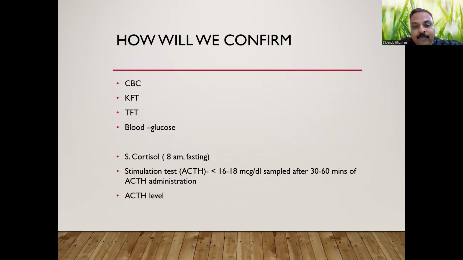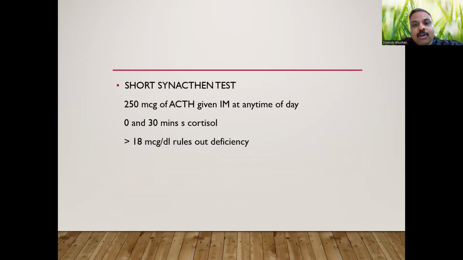If the value is less than 16 to 18 microgram per deciliter sampled after 60 minutes of ACTH administration, it confirms the diagnosis. Then to know whether it is primary or secondary hypoadrenalism, we can do the ACTH level. The short synacthen test is quite common when we discuss hypoadrenalism.